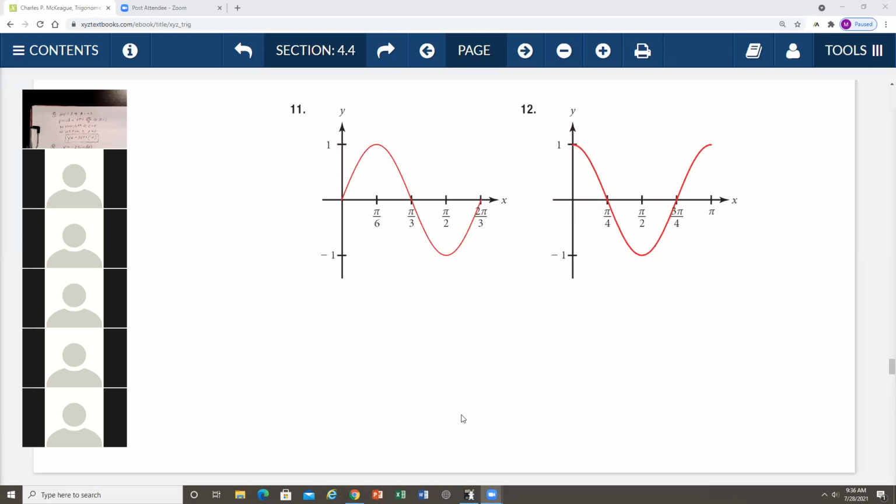Okay, what do you think? What did we get, ladies and gentlemen, for the equation? Anybody got the equation of number 11? Y equals sine 3x. If you look at the graph, notice we know the amplitude is 1. Notice I'm leaning towards a sine function, not a cosine function. There appears to be no reflection about the x-axis, so A is equal to +1.